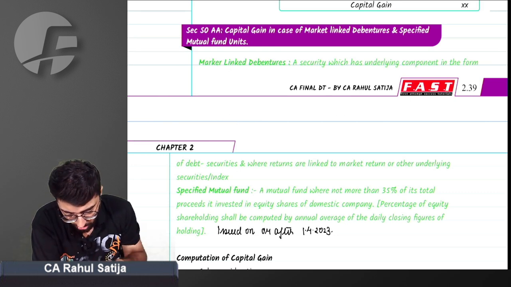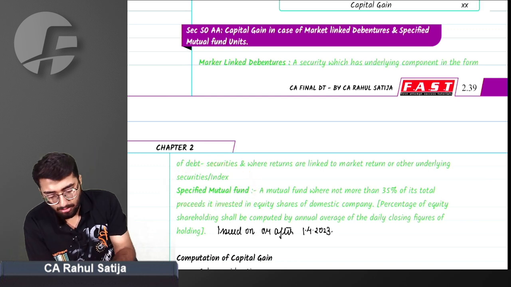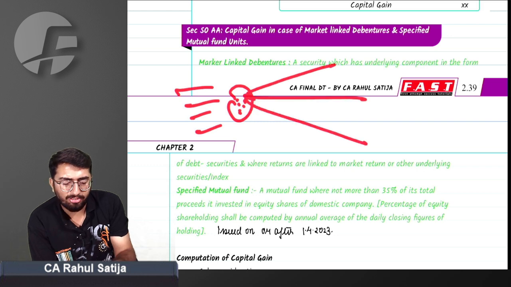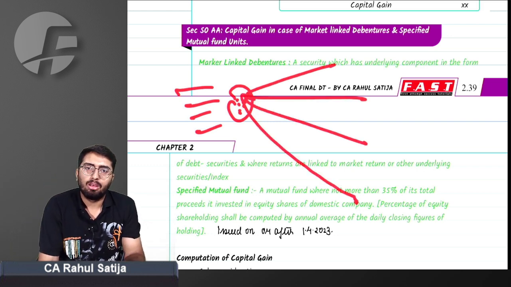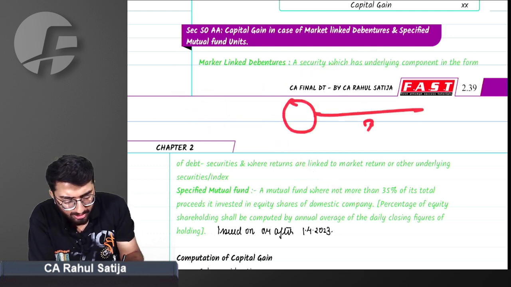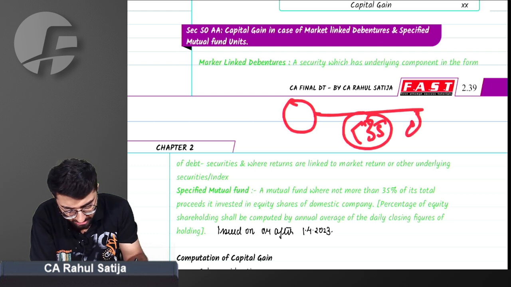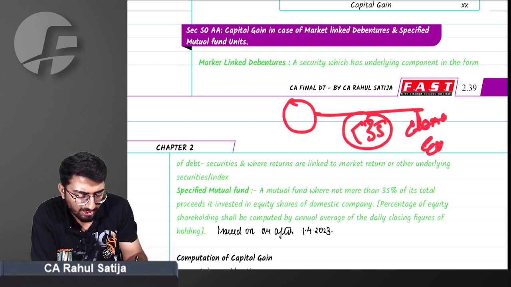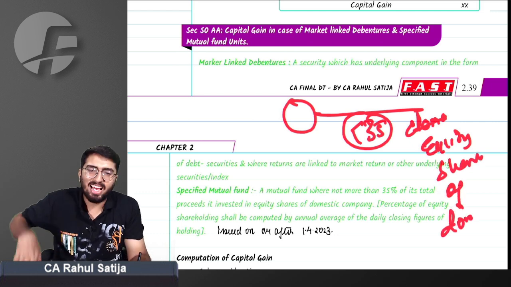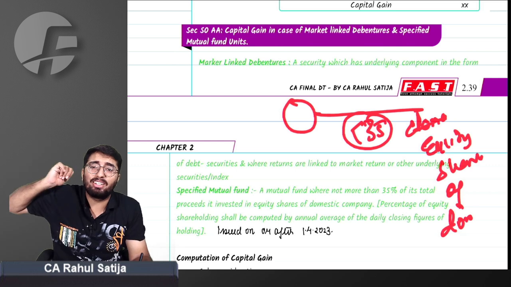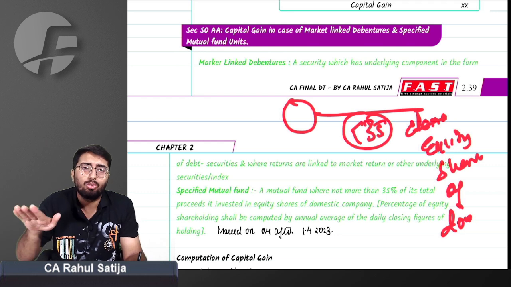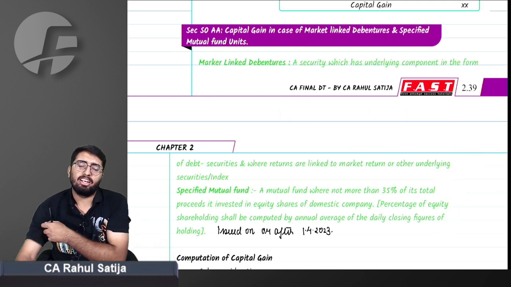We have another concept called specified mutual funds. Sir, the purpose of a mutual fund is to collect funds from individuals and invest them into different asset classes. Those mutual funds of which not more than 35% is invested in equity shares of domestic companies are called specified mutual funds.